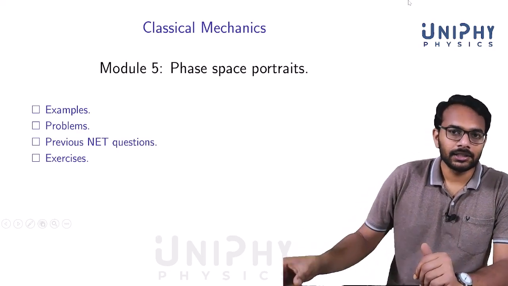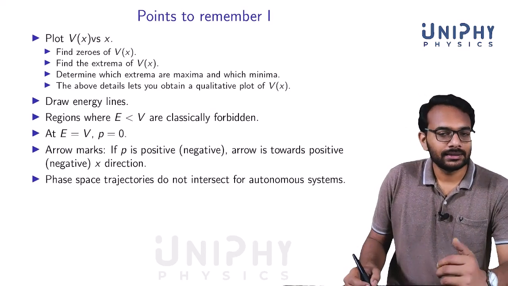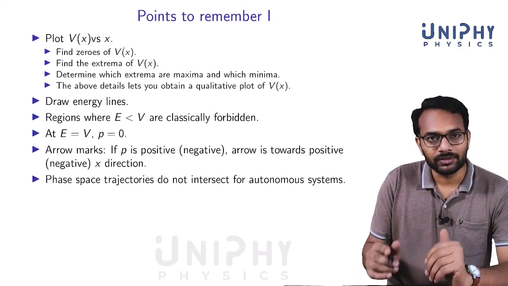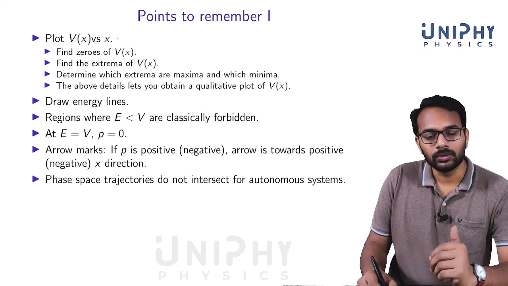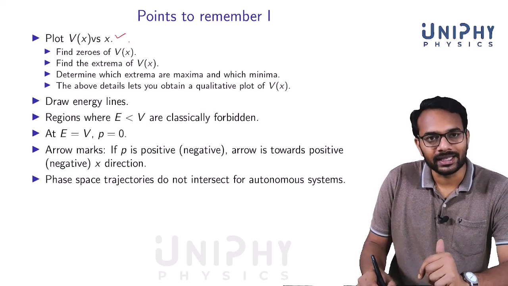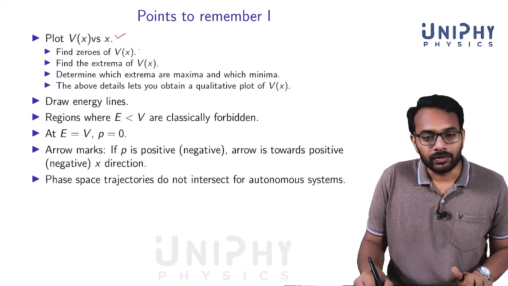Hi, let's continue with phase space portraits. Let's just recall some of the points. The first step in plotting the phase space portrait is to plot v of x as a function of x, or u of x as a function of x. That's a potential energy curve. Now we have to find the zeros.